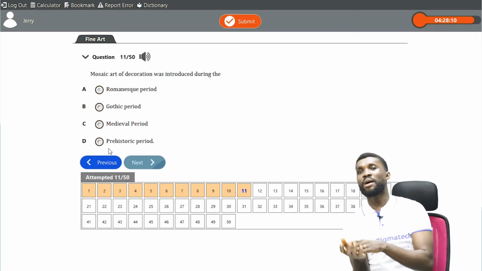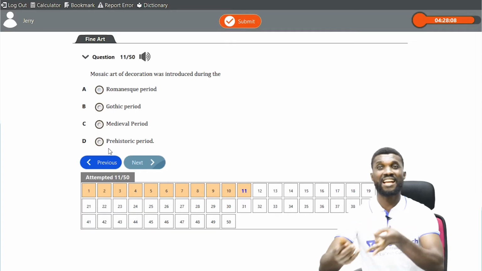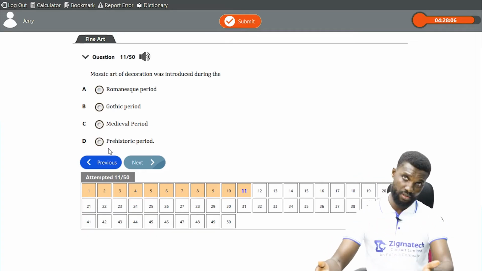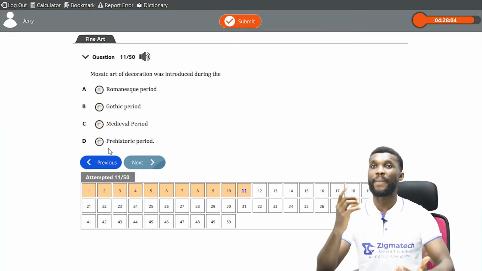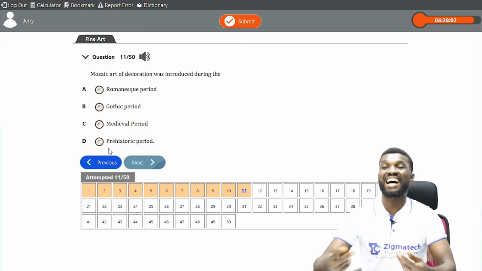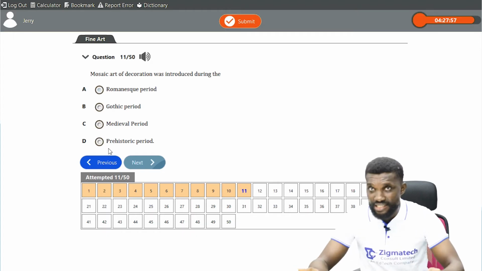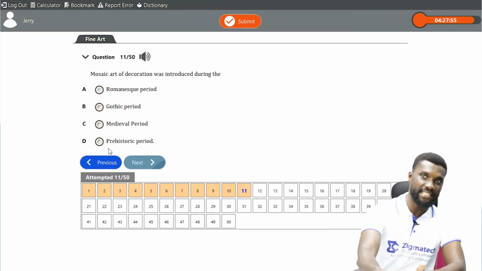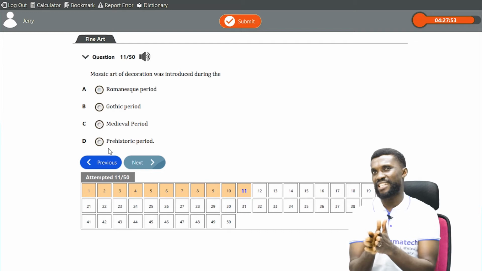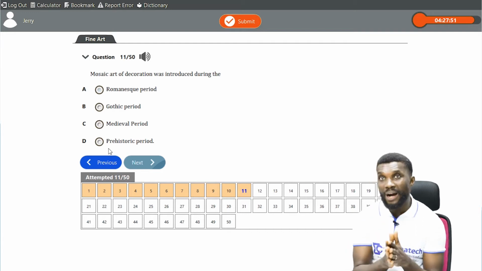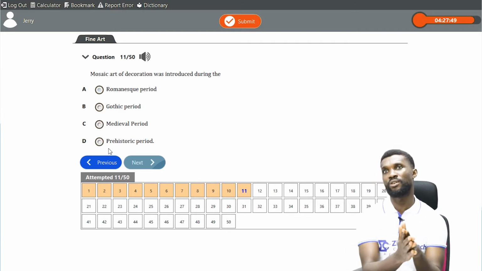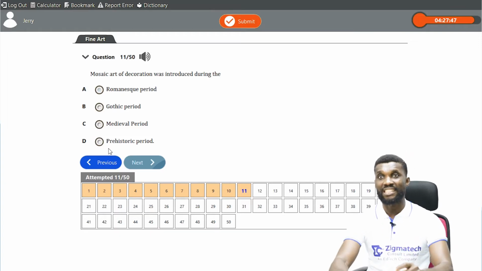Now, what is mosaic? Mosaic is the act of using hard objects such as stones, pebbles, shells, glass, cowries, beads to make a work of art or to make a painting. So the first people that introduced that were the Romans. So during that Romanistic period, that was when mosaic started.